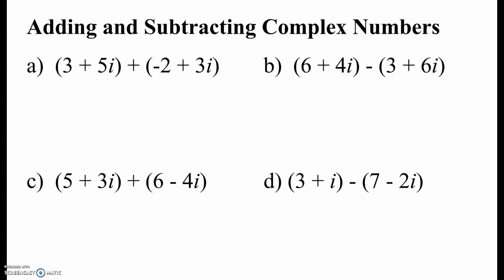So here's what this will look like. Adding and subtracting complex numbers. We have 3 plus 5i plus -2 plus 3i. 6 plus 4i minus 3 plus 6i. 5 plus 3i plus 6 minus 4i. And 3 plus i minus 7 minus 2i.